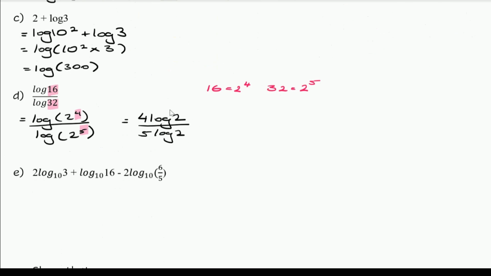Now remembering, log 2 here is a number itself, and I've got log base 2 divided by log base 2, so technically these two are going to divide into each other and just be equal to 1, or cancel each other out, and I'm actually just going to be left with 4 over 5. So this 4 over 5 is the simplest that I can write this log expression.